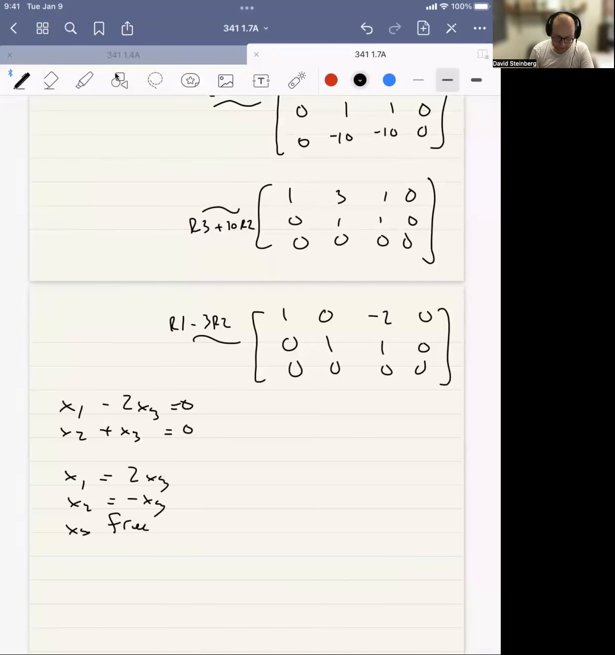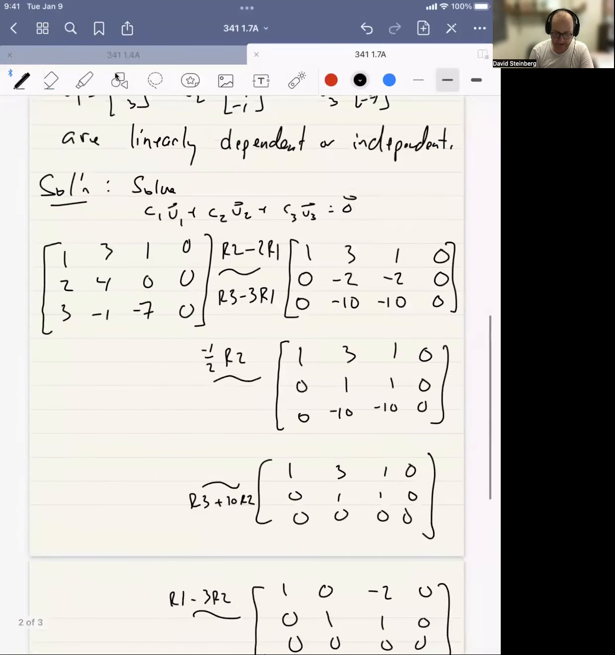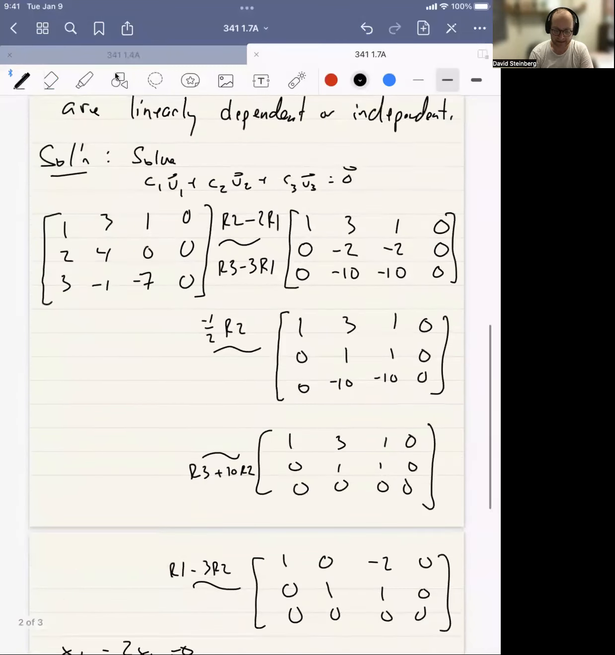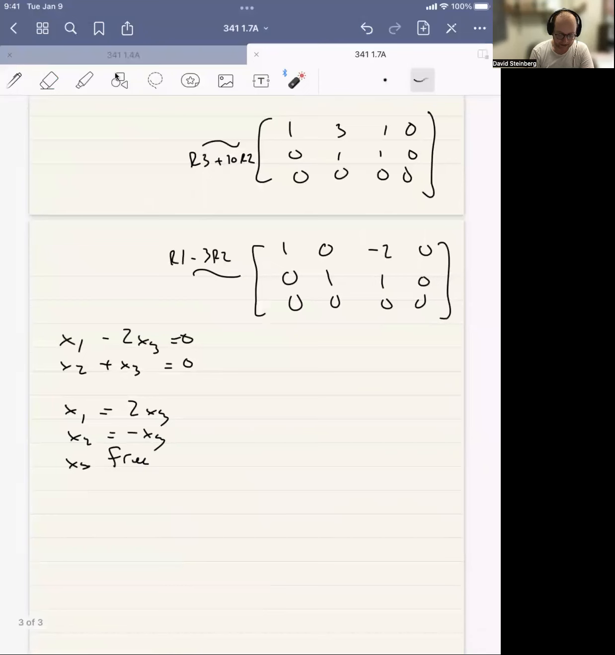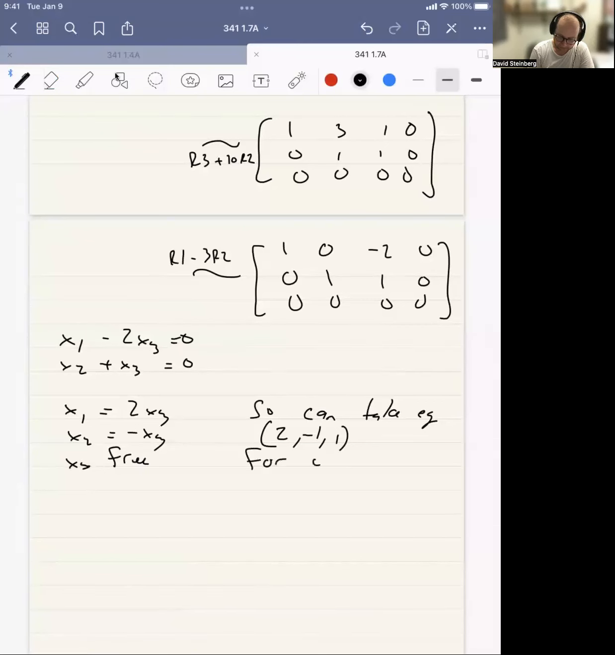So in particular, we're getting more than just the trivial solution, right? We don't need C1, C2, C3 to be all 0. We can grab x3 to be equal to 1, x1 then to be equal to 2, and x2 to be negative 1. And that would give a solution. Or we could take x3 to be 10, and then x1 is 20, and then x2 is negative 10. Lots of solutions floating around for us out there. So we can take, for example, 2, negative 1, 1 for our solution.